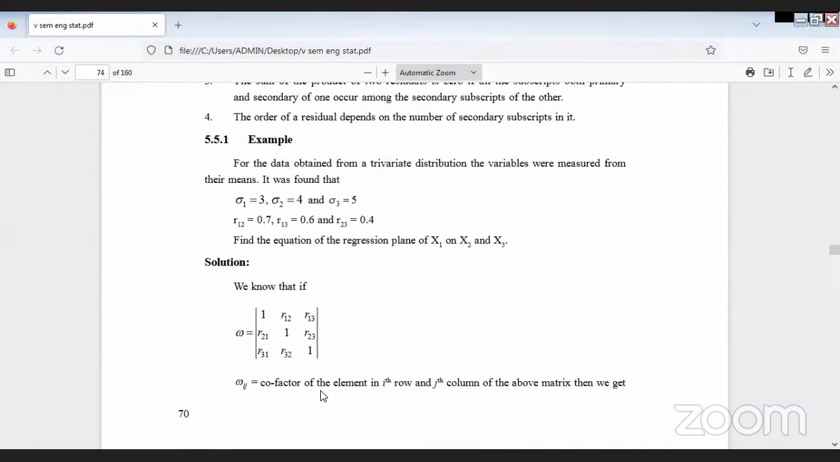Let us look at a problem, if it is understood. For the data obtained from a trivariate distribution, the variables were measured from their means. Sigma 1 is equal to what is given?